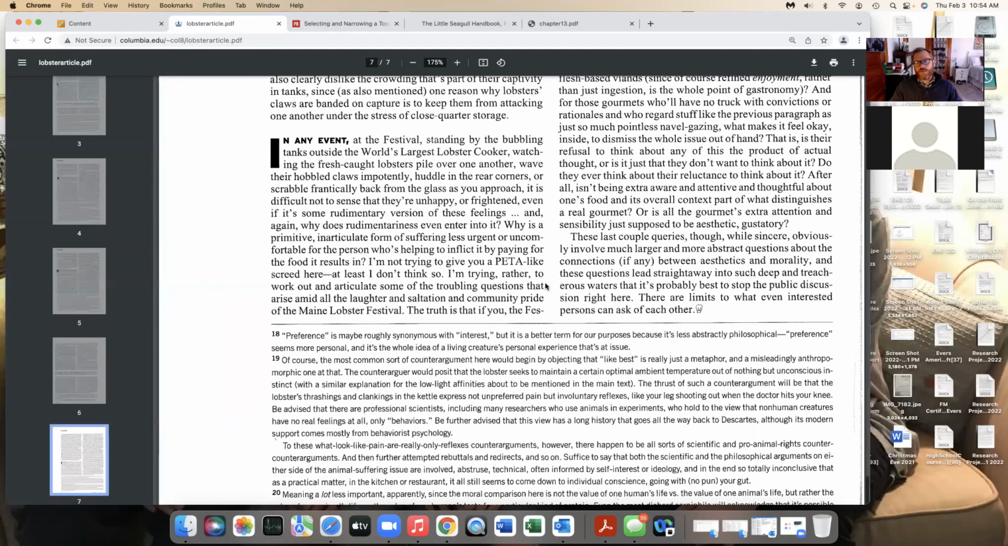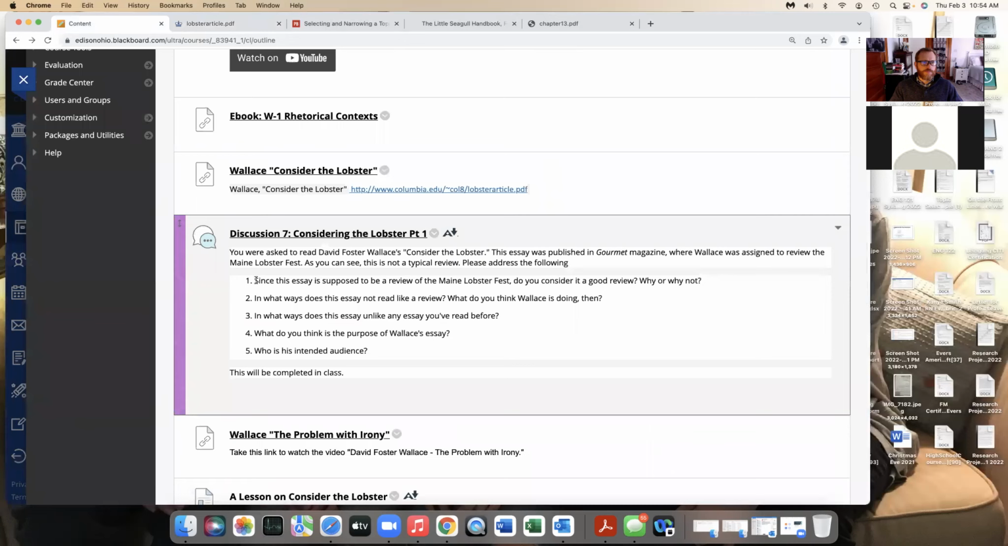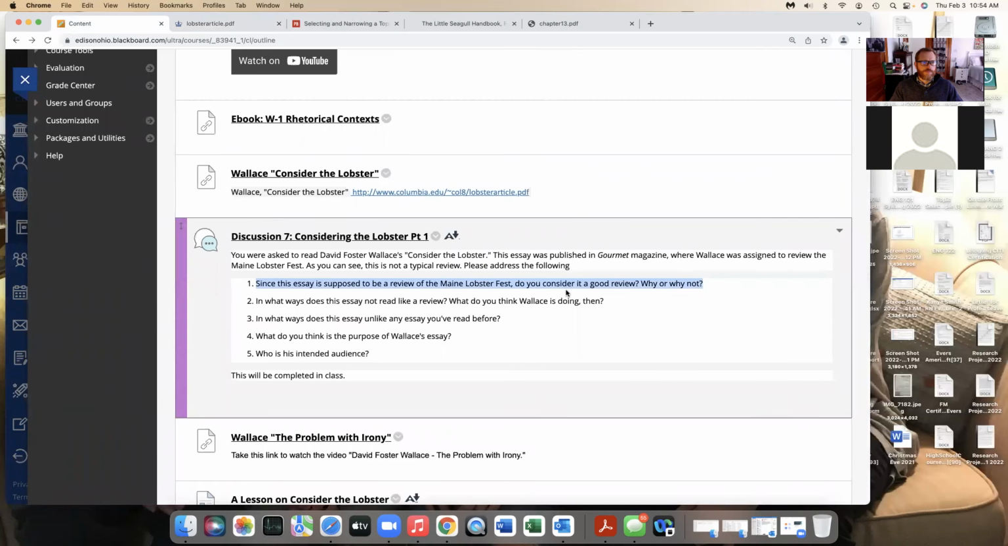And that's really all I want you to do. See what he's doing, try to understand, consider the lobster, and we will talk about this in class. But I do want you to just answer these questions in class. We'll do this as a discussion board. Is it a good review or not? Why not? What do you think he's trying to do if it's not a review?